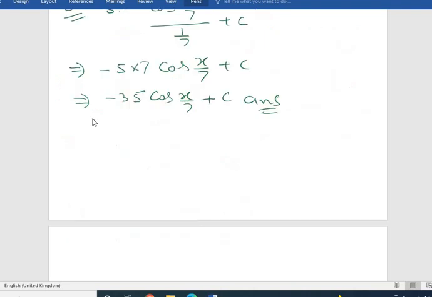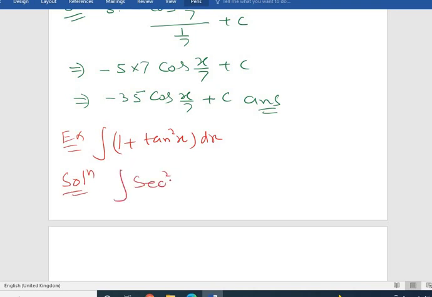Hopefully you people understand. Now I am going to pick another question which is given in your handout. That one is evaluate the integral 1 plus tan square x dx. So how we will do that one? See, I told you 1 plus tan square x means sec square x. So very easy. Integration of sec square x is tan x. So simply you can write it within 1 second. This is the answer of that question.